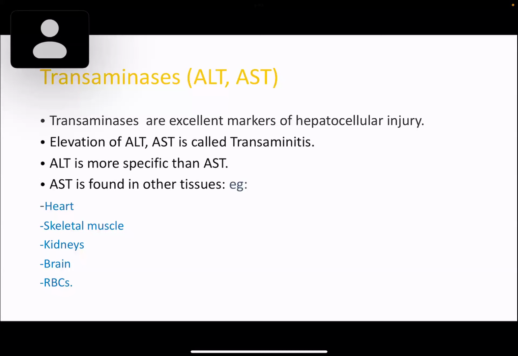ALT is usually considered more liver specific than AST, because ALT is mainly found in liver tissues, while AST, besides being found in the liver tissues, can also be present in other organs, including the cardiac and skeletal muscles, the kidneys, brain, and red blood cells.